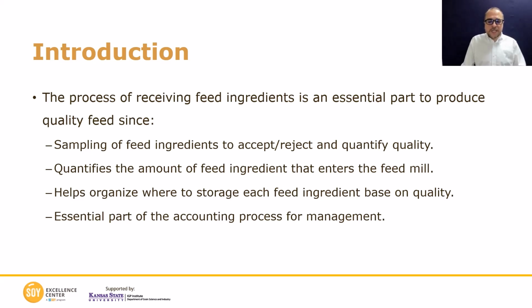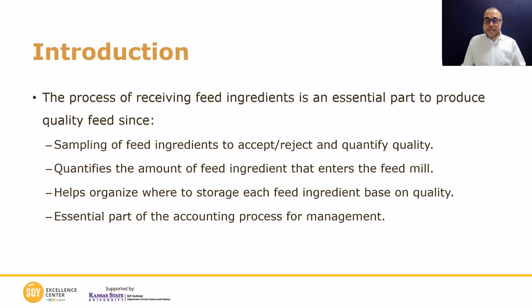When we talk about the process of feed manufacturing, it is very important to know that receiving feed ingredients is an essential part of the process, since it is where the quality actually starts. Sampling of feed ingredients is key to understand what quality we're receiving and how much we're receiving of any specific feed ingredient. Also, very important is that once we know the quality and how much we're getting of a specific feed ingredient, we can know where to store it.